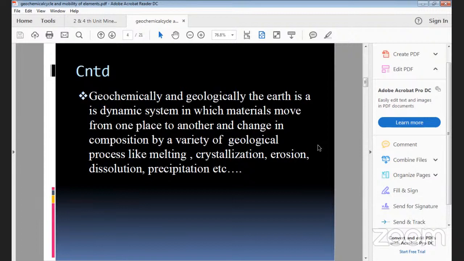Geochemically and geologically, the Earth is a dynamic system in which materials move from one place to another and change in composition by a variety of geological processes: melting, crystallization, erosion, dissolution, and precipitation.